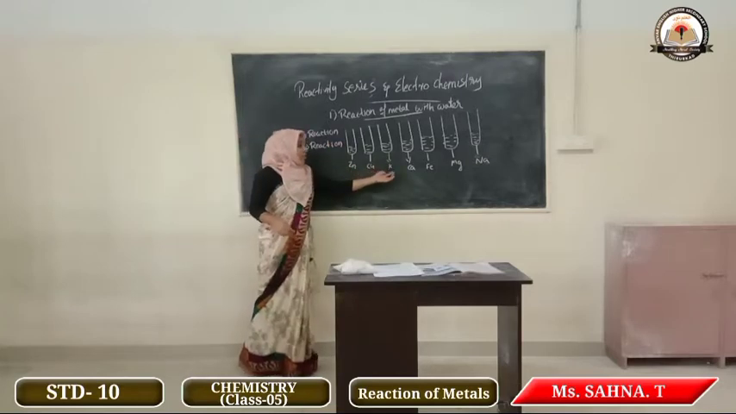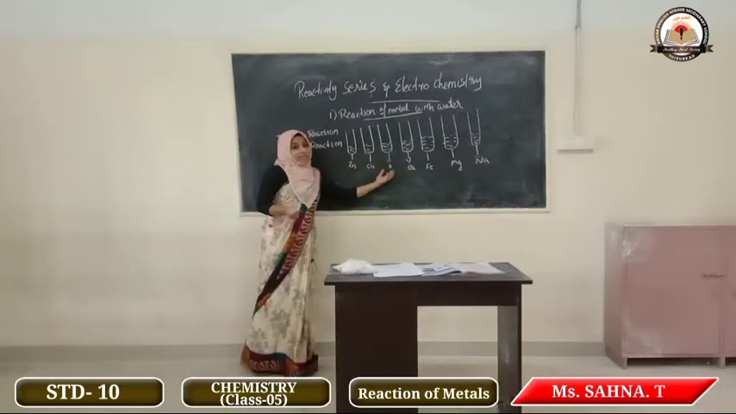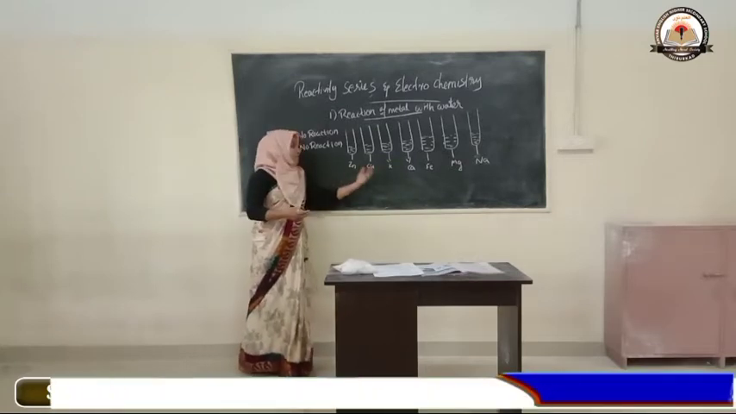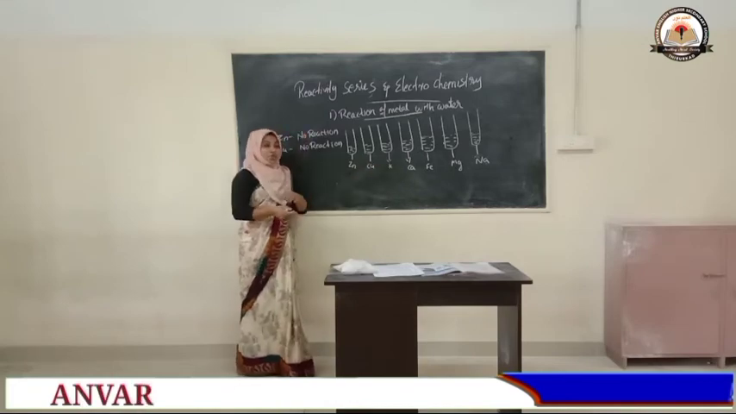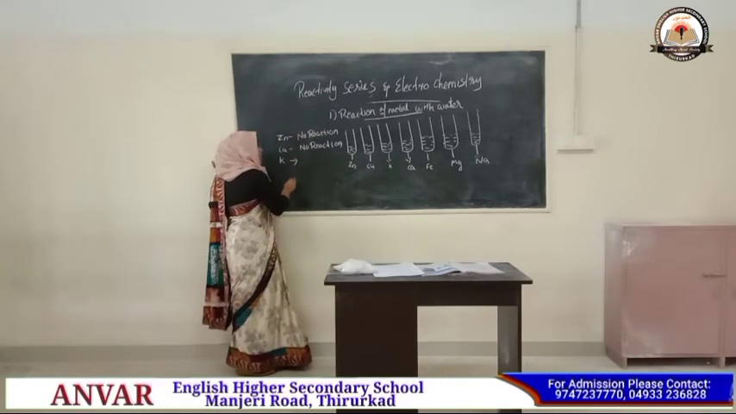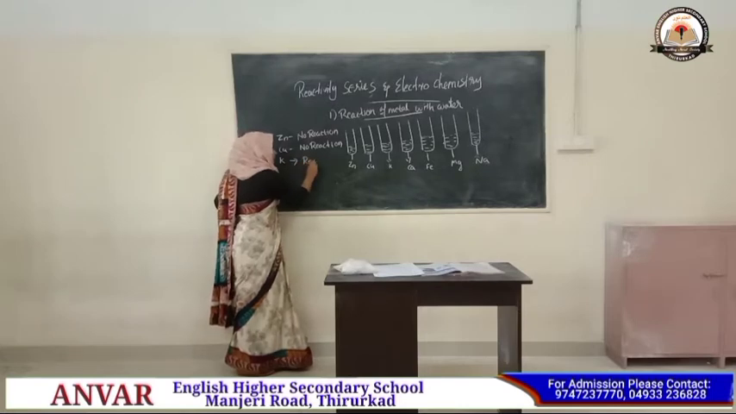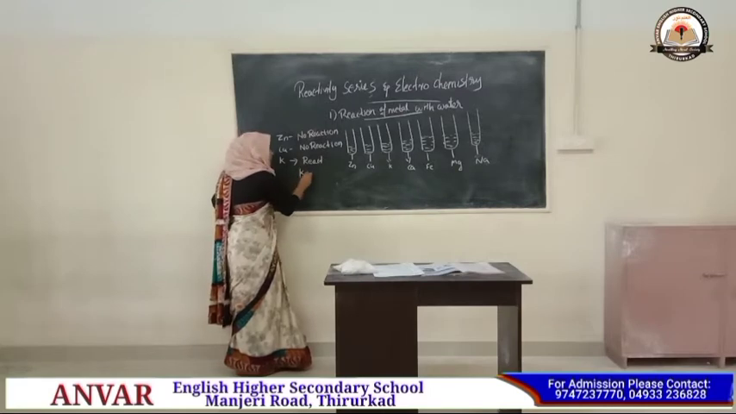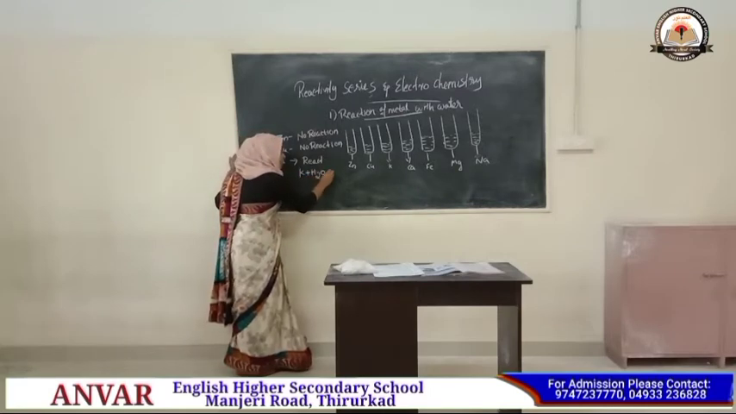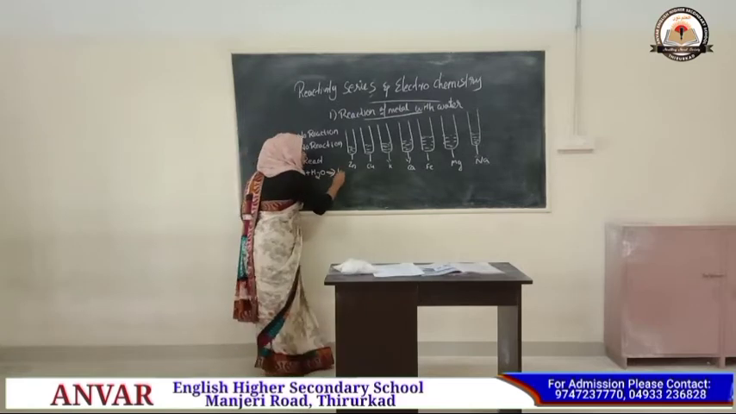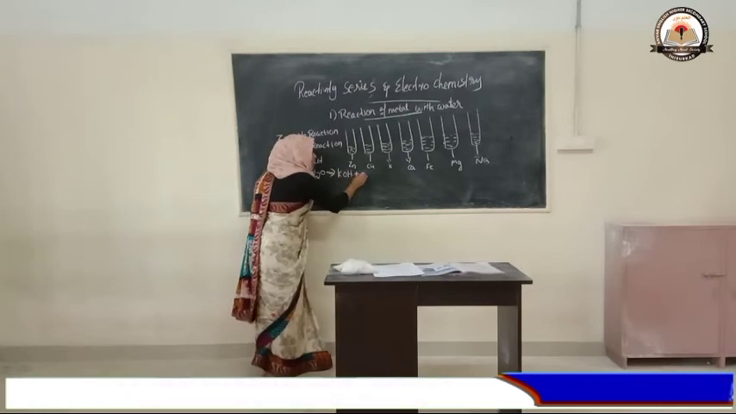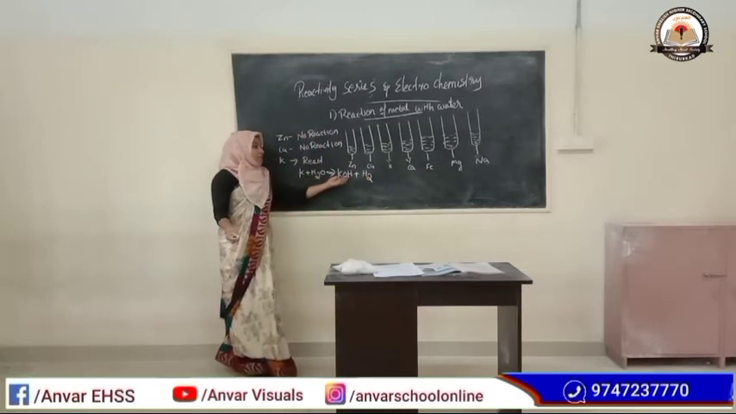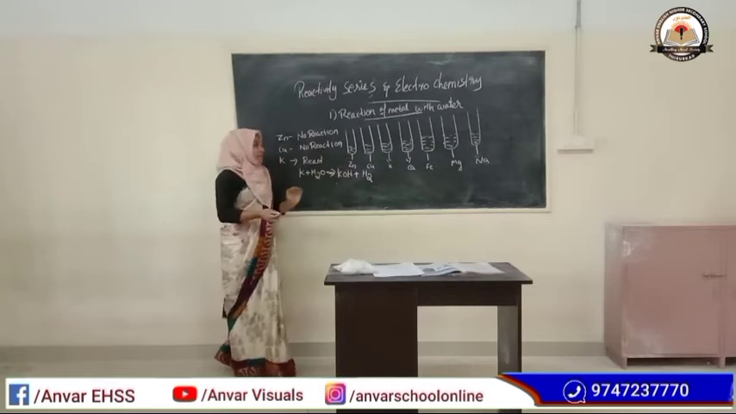In the third test tube we take the metal potassium. Potassium reacts with water quickly; a rapid reaction takes place in the third test tube. Potassium reacts with water and forms potassium hydroxide and hydrogen gas.